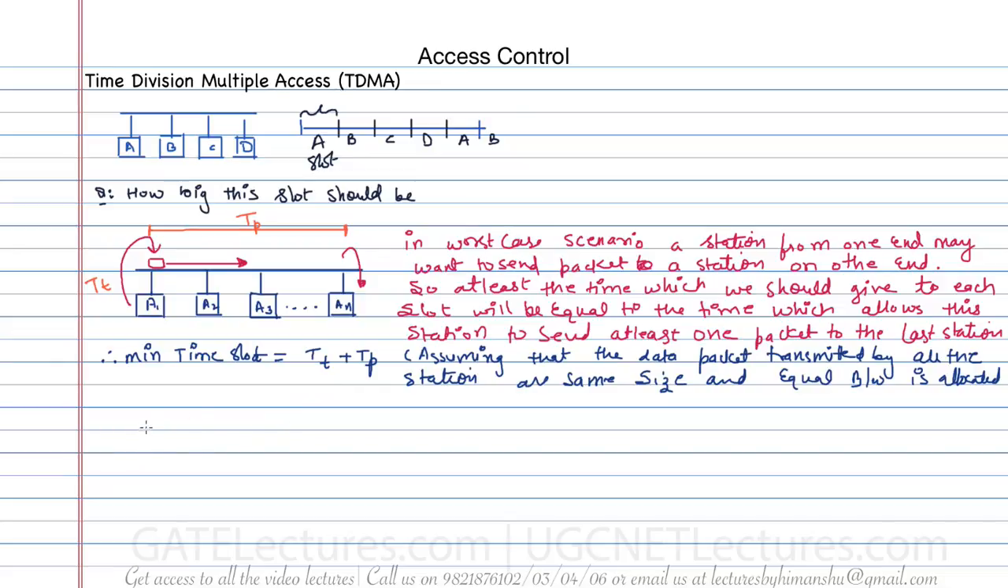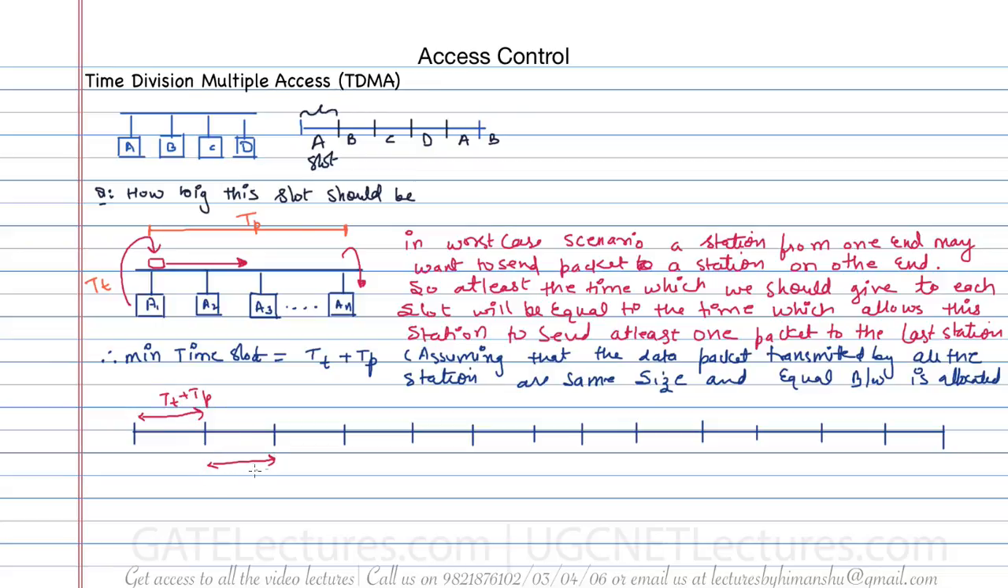Therefore, if I can divide the entire time, this is representing the entire time frame. So you can divide this entire time into multiple slots like this, and the size of each slot, for example from here to here, should be equal to TT plus TP. Again, this size should be at least equal to TT plus TP. Again, this slot should be equal to TT plus TP.